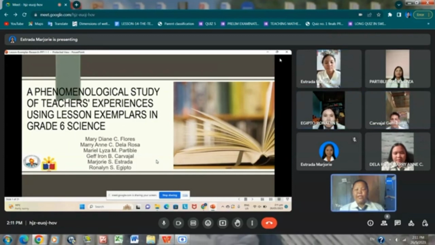We are here to present to you our research entitled A Phenomenological Study of Teachers' Experiences Using Lesson Exemplars in Grade 6 Science.